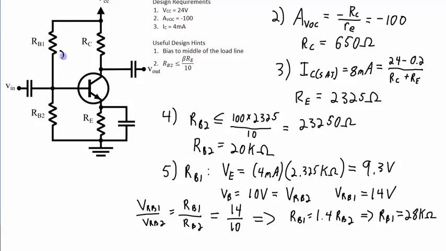So I know all of the resistor values I need now for this circuit. RB1 is 28 kilo ohms. RB2 is 20 kilo ohms. RC is 650 ohms. And RE is 2,325 ohms. And that's it for the design of the circuit. I didn't have any specifications for the input impedance and the output impedance for this particular circuit, but let's figure out what those are and then apply an input voltage and a load and see what the actual overall gain is for that particular circuit given this open circuit.